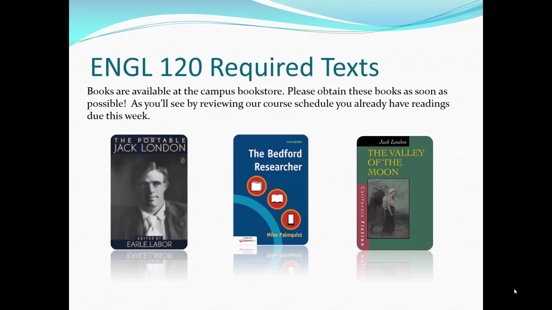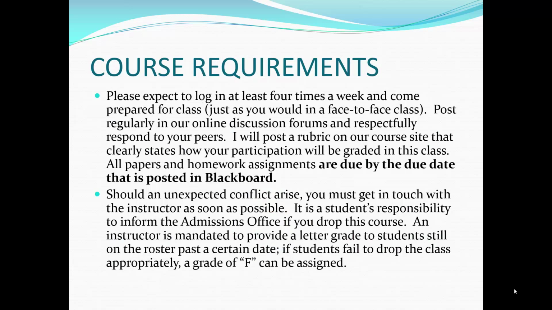Our books are The Portable Jack London, edited by Earl Labor, The Bedford Researcher by Mike Palmquist. You want to make sure you have the 5th edition, and The Valley of the Moon by Jack London. Please try to get this edition. It's the one that's available at the bookstore. If you don't get this edition, just know that you are on your own for page numbers. But there's also a link to a free version of this book in the left-hand navigation. If you can print the pages out and take notes on them, you should be fine doing that as well. Course requirements.